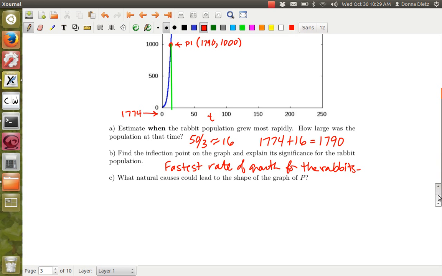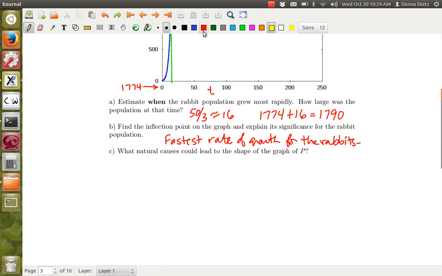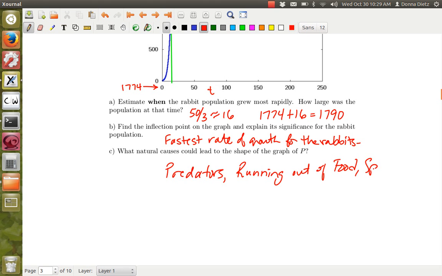What natural causes could lead to this shape? When you ask that kind of question in a math course, what we're asking is, why does this asymptote occur? That's really the question we're asking. And the standard answer is predators, running out of food, or space, because they're on an island.